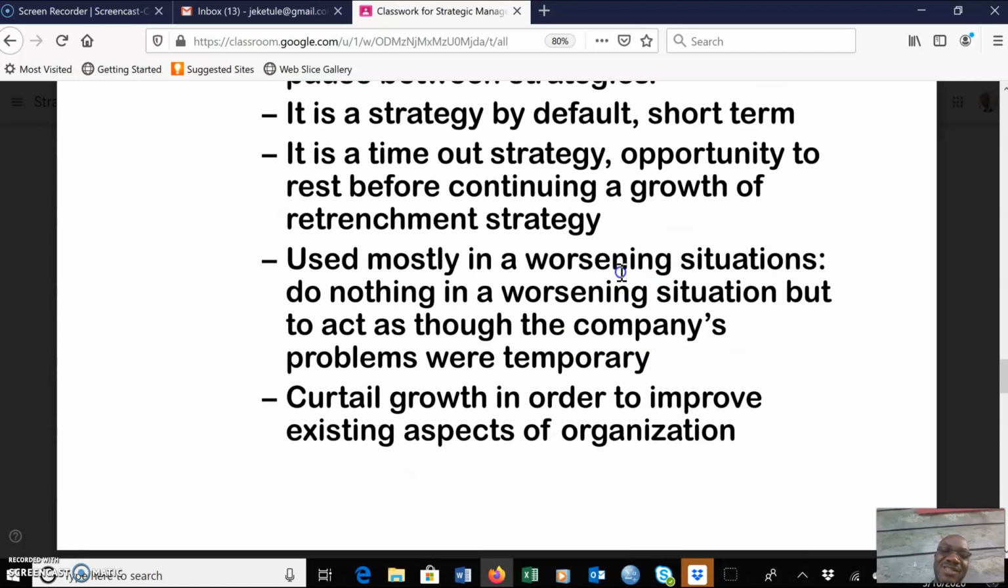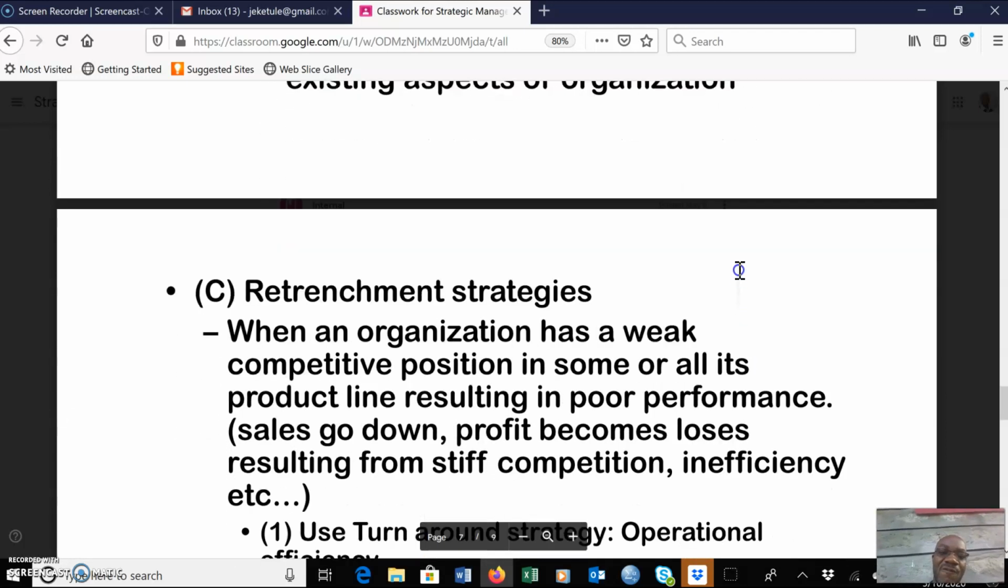So it is used in worsening situations. In worsening situations, you just want to pause to see what the situation will be like, so that you can then move to a different strategy. This can take the form of growth, or it can also take a strategy that we are coming to now, retrenchment, where you want to curtail the services and so on. But this is really a pause between strategies. And that's the argument of many authors.